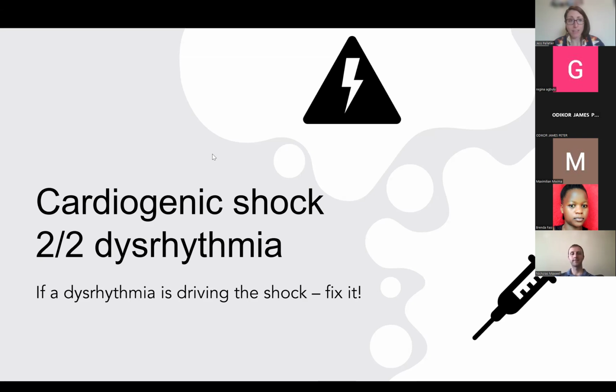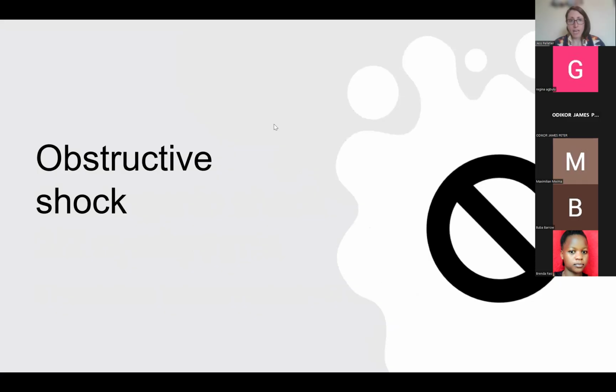If you do not have an AED, then you've got to do what you've got to do, meaning that you might need to give them some fluids. Maybe you need to give them some pressors and you need to get them to a higher level of care. But if a rhythm problem is the thing that is driving the shock, then you need to use electricity to fix it. Any questions about cardiogenic shock before we move to obstructive shock?